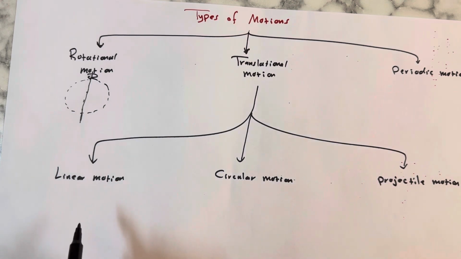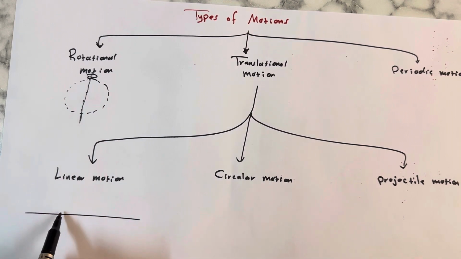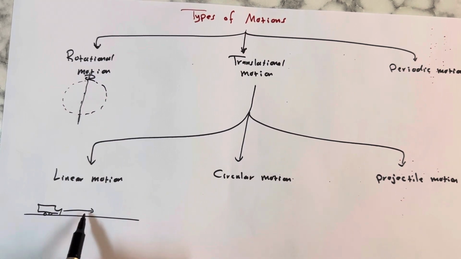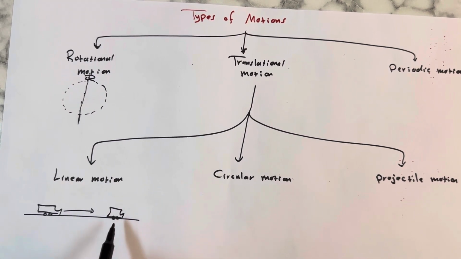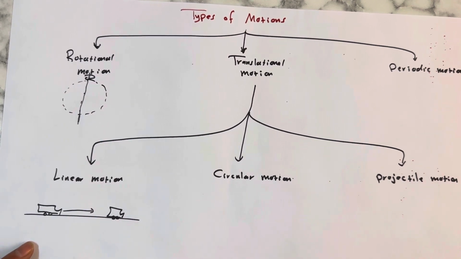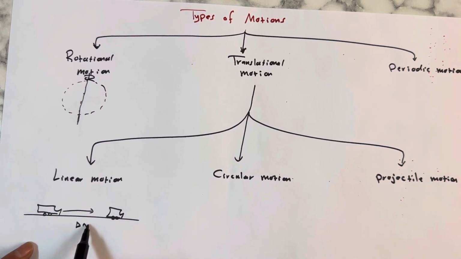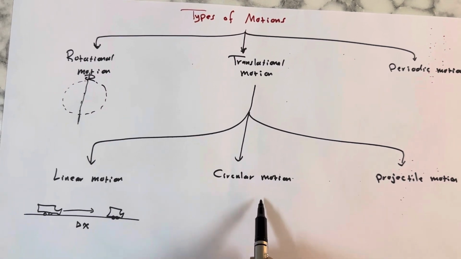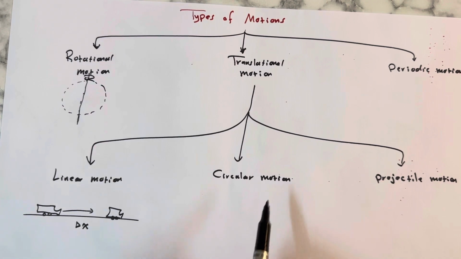Linear motion is a motion of an object on a straight line. For example, when a car is moving on a straight path, its position changes. So this car has displacement and velocity and momentum, for example. Okay, but circular motion is a motion of an object in a circular path around a specific axis.